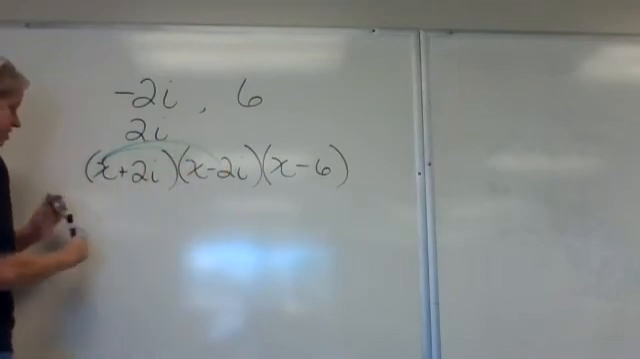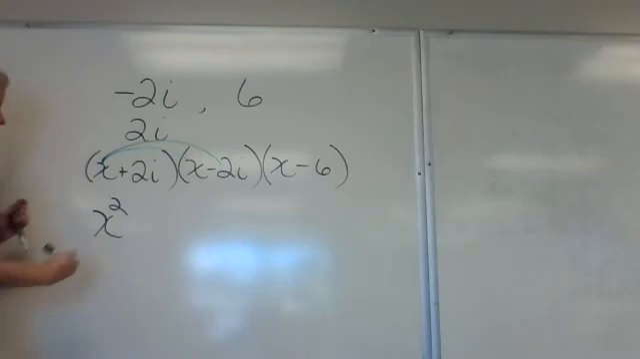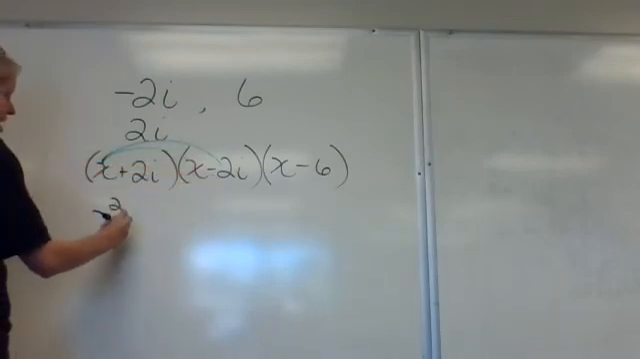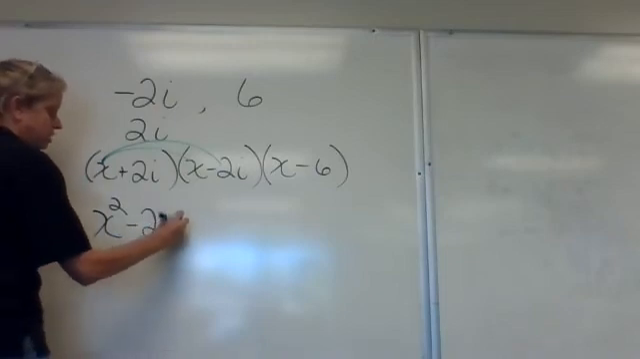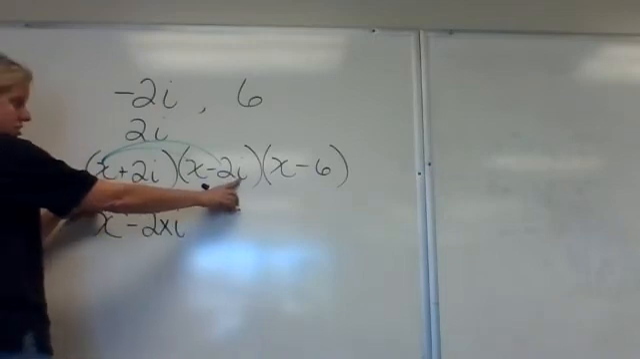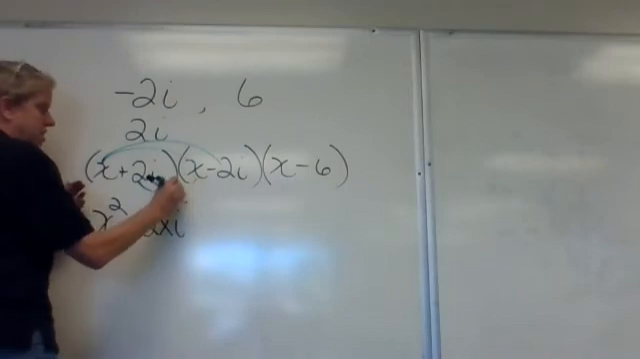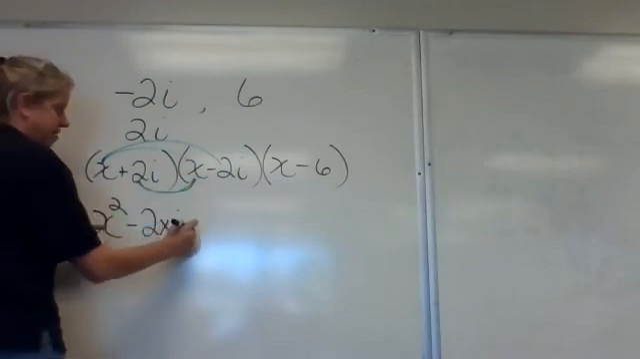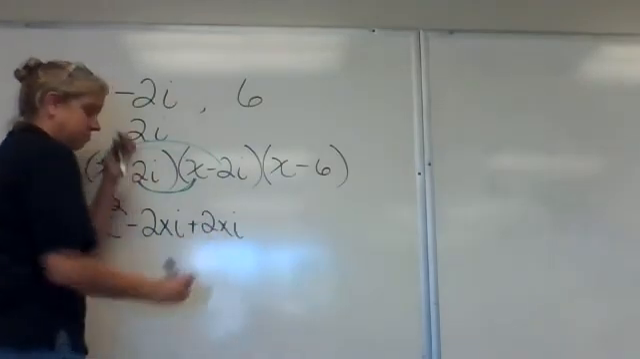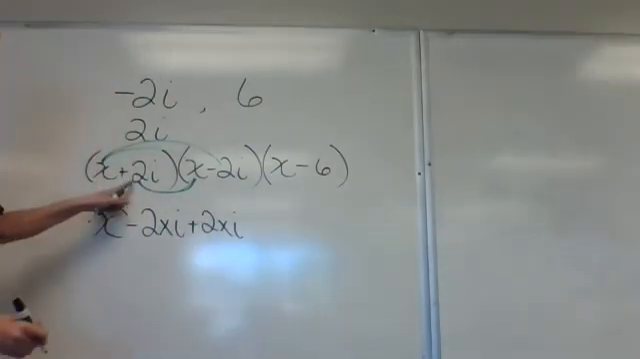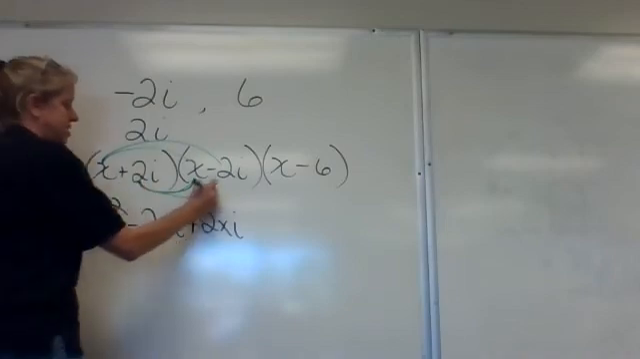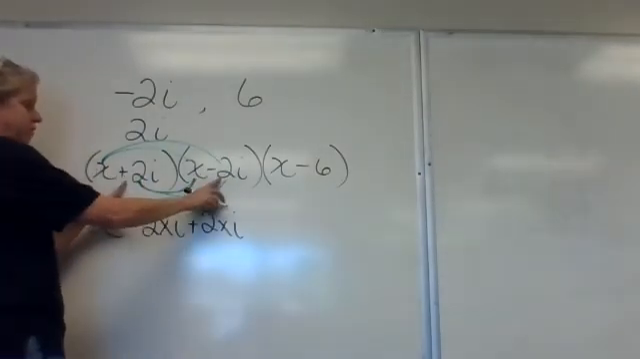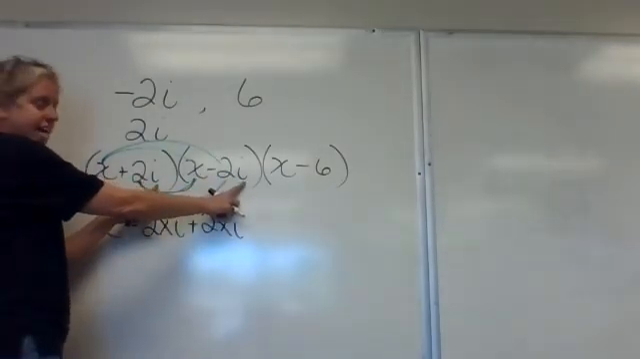So x times x gives me x squared. X times -2i gives me -2xi. And the xi just hook on each other. And then the inner should be the opposite of that, right? +2xi. And then my last, +2i times -2i gives me -4i squared.